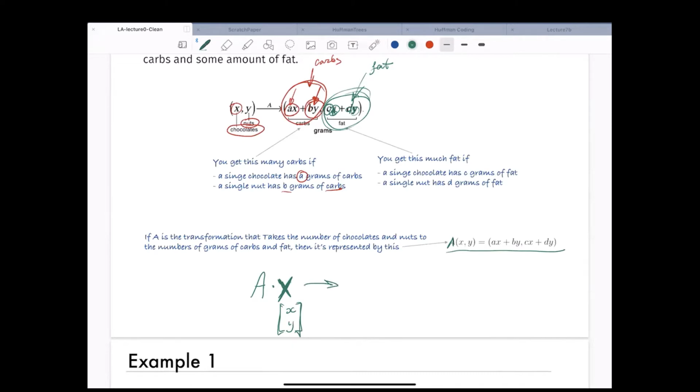What comes out on the other side? Well, on the other side comes a vector. Call it B. What are the components of the B vector? First of all, that B vector has two entries. This guy, AX plus BY, that's the first number. That's a single number. That's how many carbs I've consumed. And the other number, CX plus DY.